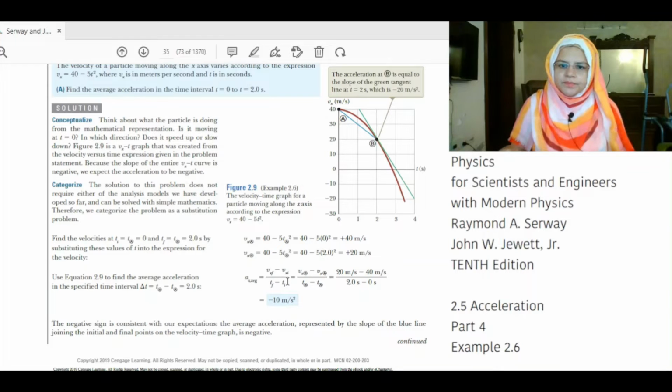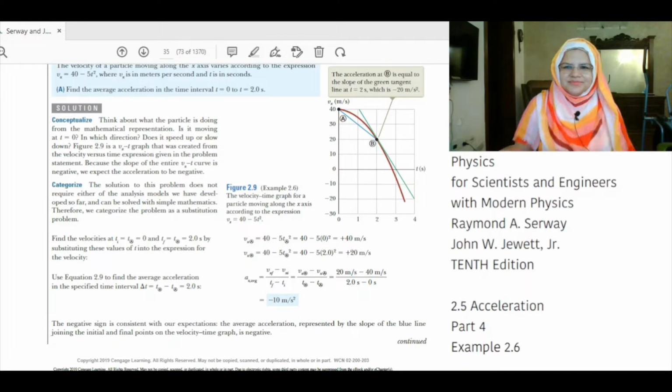We know that Vxb is equal to 20 meter per second, Vxa is equal to 40 meter per second, Tb is equal to 2 seconds and Ta is equal to 0. Therefore, Ax average is equal to 20 meter per second minus 40 meter per second divided by 2 second minus 0 second, giving us the Ax average of minus 10 meter per second square. The negative sign is consistent with our expectation. The average acceleration represented by the slope of the blue line joining the initial and the final points on the velocity time graph is negative.